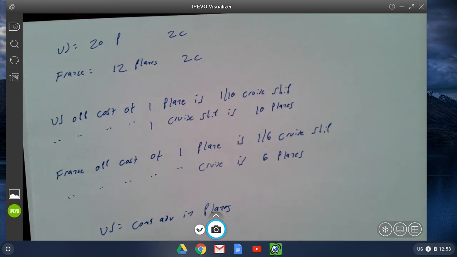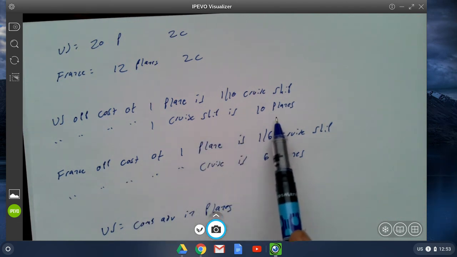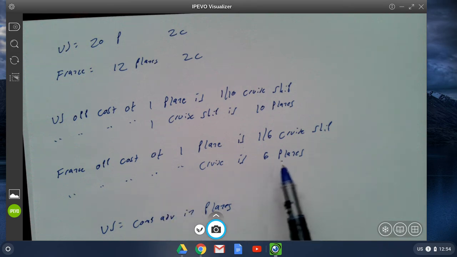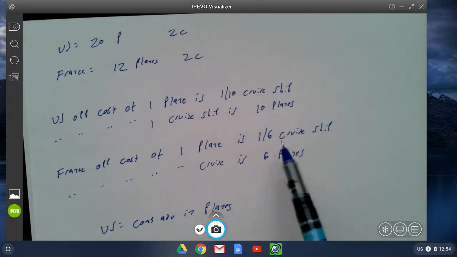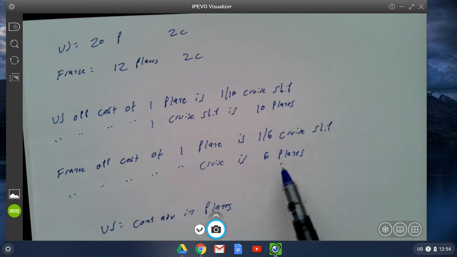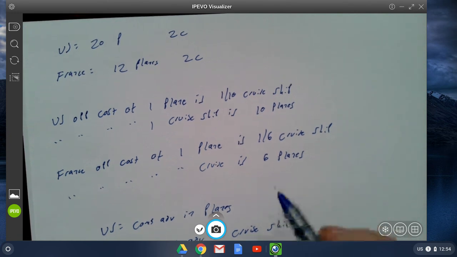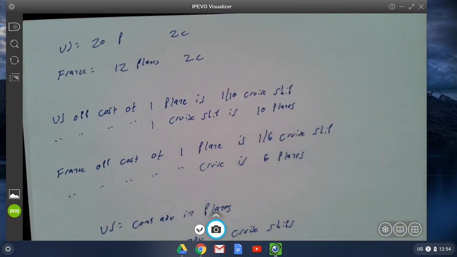Okay, what about cruise ships? If the United States makes one cruise ship, they're giving up 10 planes. If France makes one cruise ship, they're giving up 6 planes. 6 is less than 10. So France has a lesser opportunity cost, so France has a comparative advantage in cruise ships because they're only giving up 6 planes. If the United States was making cruise ships, they would give up 10.